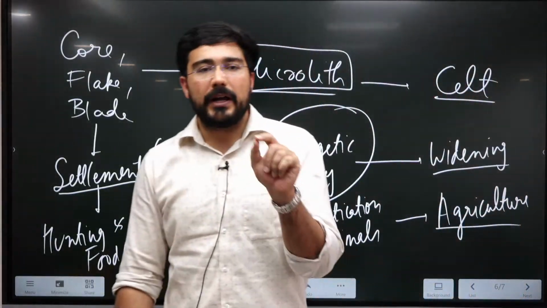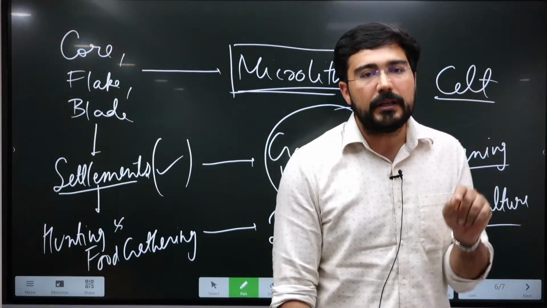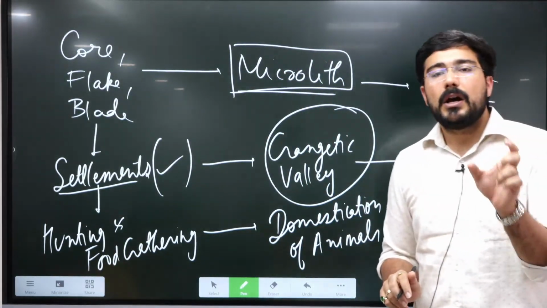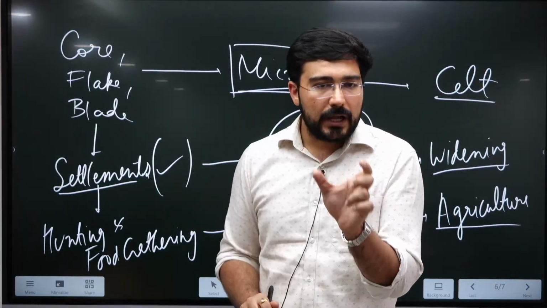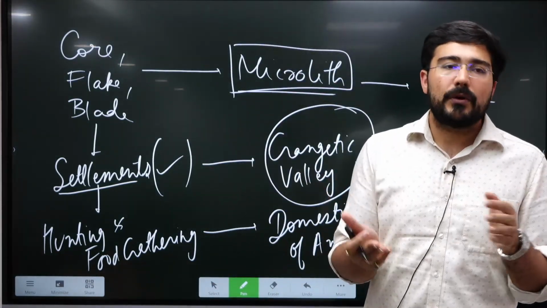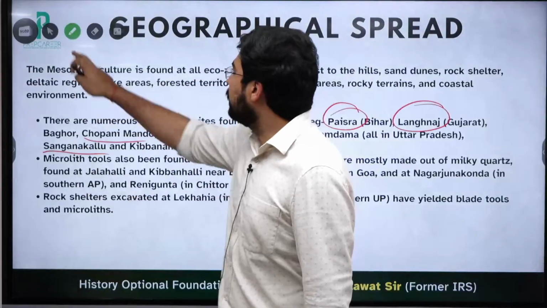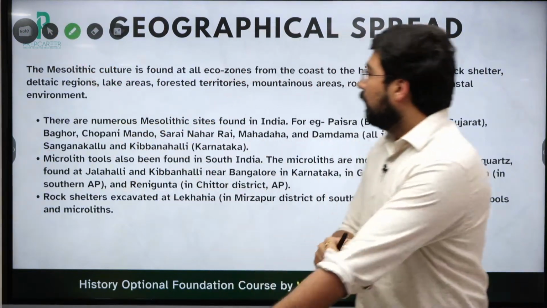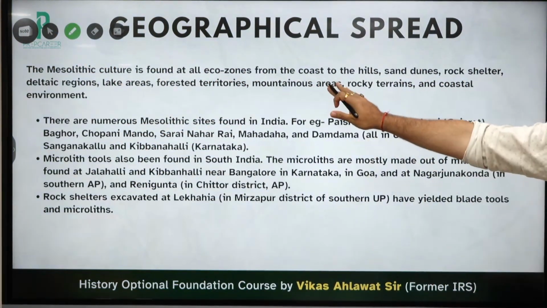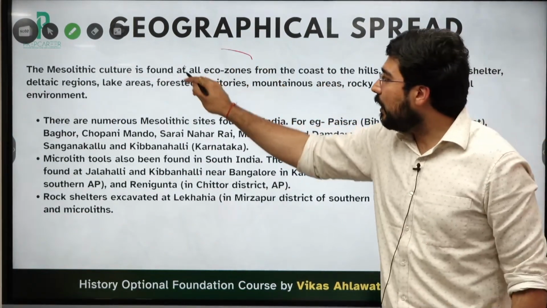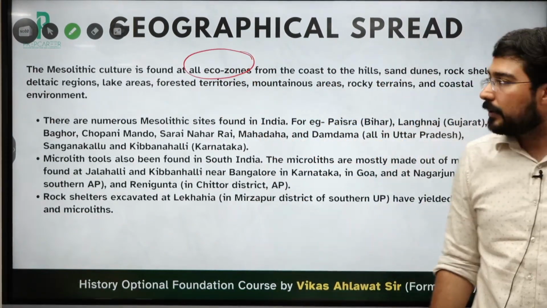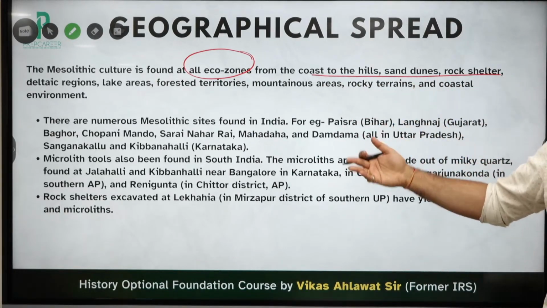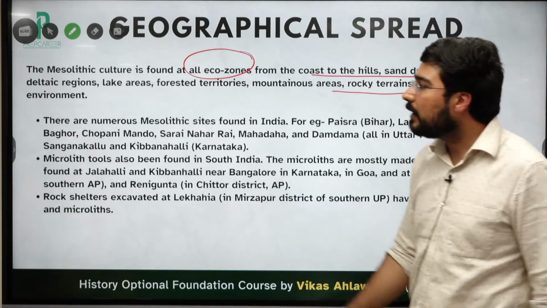The main reason why the Mesolithic period was recognized by the historians and archaeologists is that it was the age of transition, even though it has the lowest, है ना, सबसे छोटा है ना इसका time period, it is of hardly 2000 years. Let us see. Okay, now वही transition यहाँ पे दिख रहा है. Like the Mesolithic culture is found at all ecozones. Okay, from the coast to the hills, sand dunes, rock shelter, delta, lake area, forested territory, mountain area, rock terrain, as well as coastal environment.